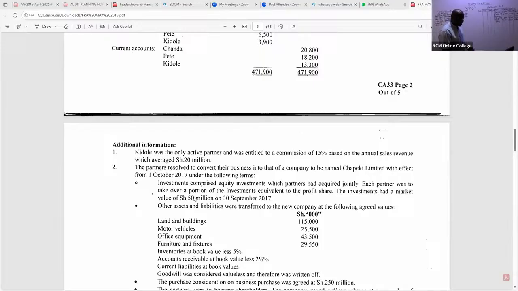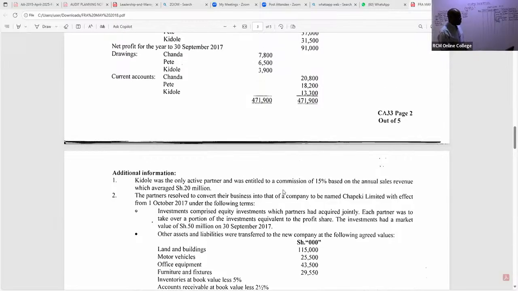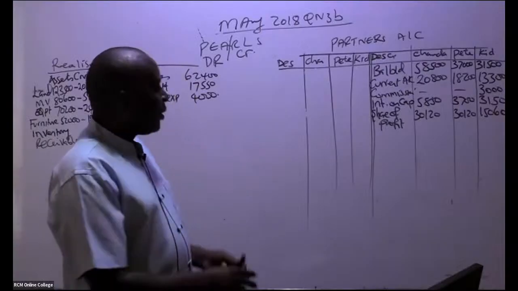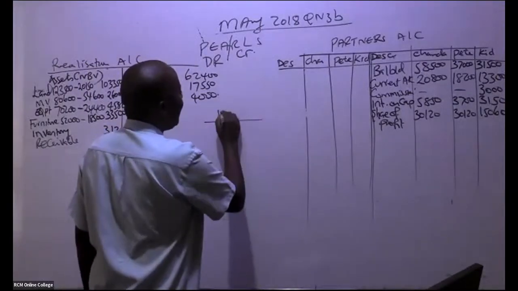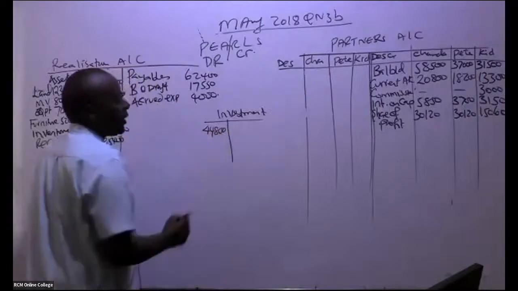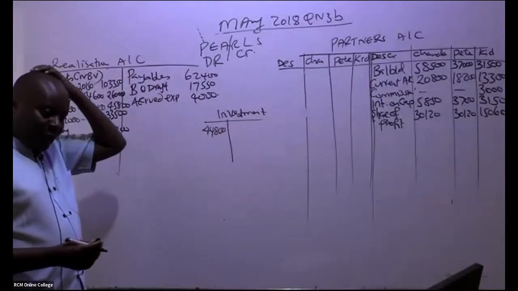So now this is an asset that has been taken over by the partners. When they take an asset, we debit their partner's account. But now we have to be very, very careful. These investments themselves were worth 44,800. Don't draw this, but it is very important. So we have the investment account, and I can see a figure down here of 44,800.